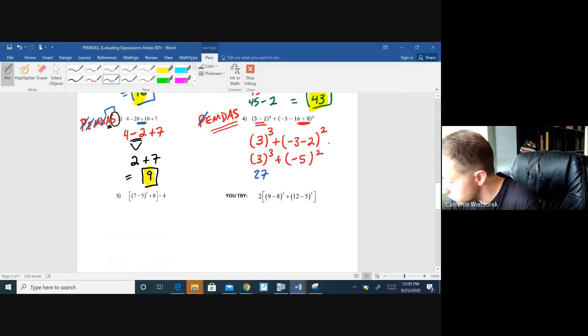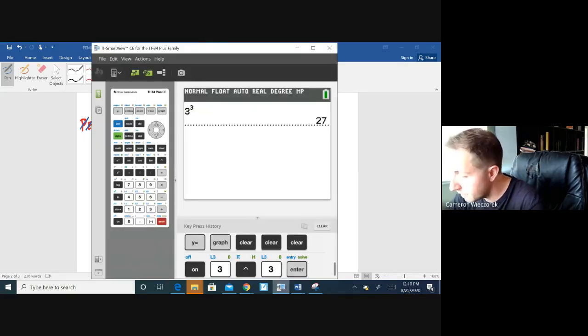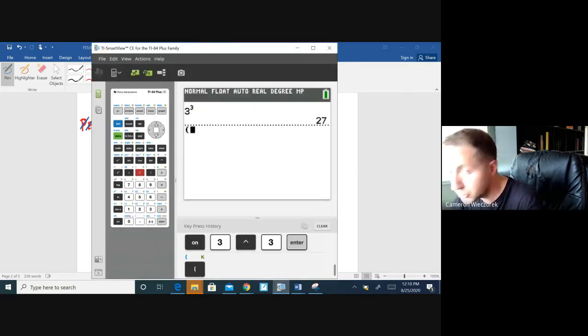So this is 27 plus -5 squared. Well, what would that mean? That's -5 times -5, which is actually going to make that a positive 25. And you can confirm that on the calculator as long as you make sure you put your negative sign in the parenthesis. You'll notice there's a little negative sign and there's a thicker minus sign.